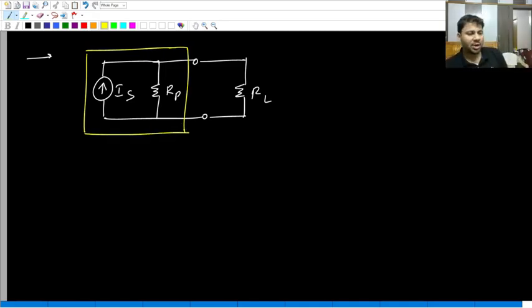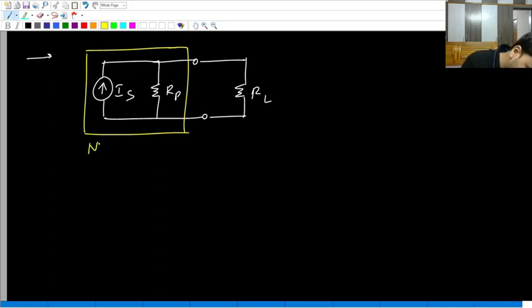Once again, what is this yellow color box? Is it not a current source? Because inside the box we have this IS, that is the current source. But along with IS, there is also this RP connected in parallel, which is like the internal resistance of the current source. So because of RP, it is not an ideal current source. It is rather a real or a non-ideal current source.